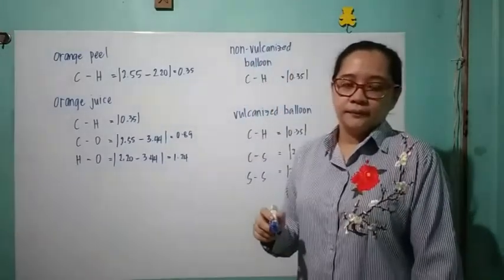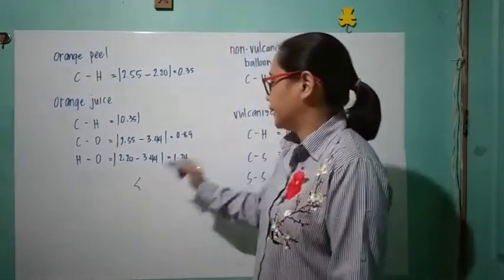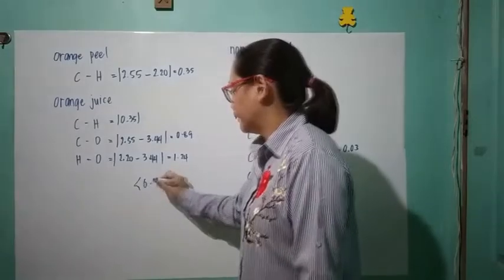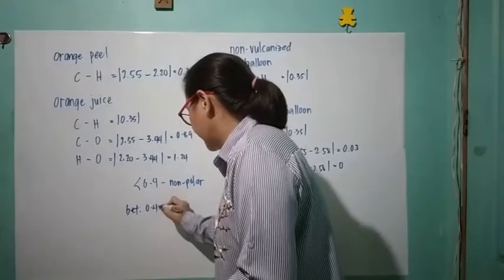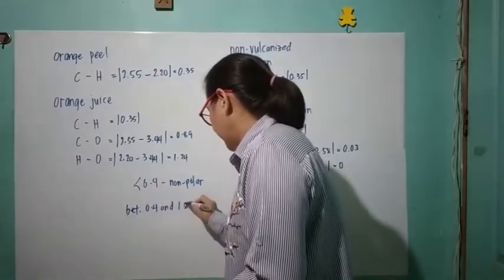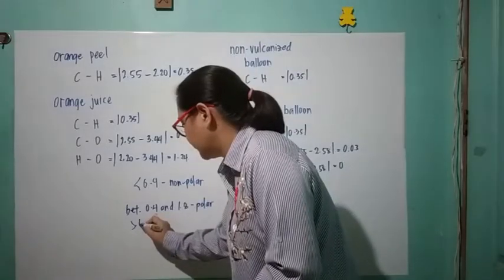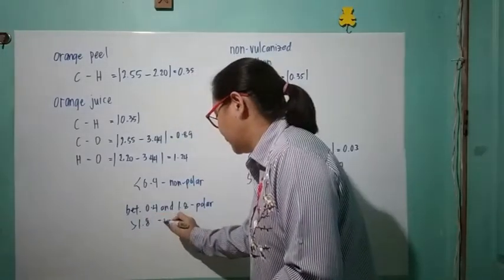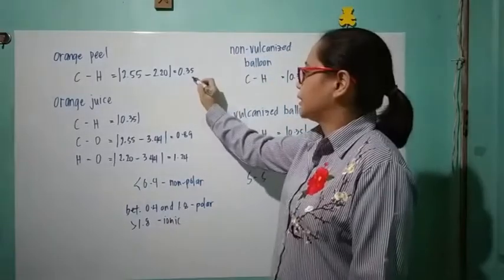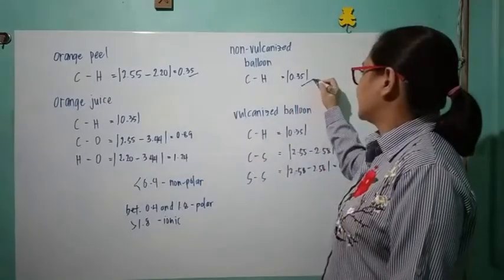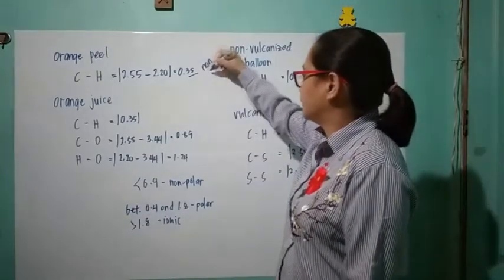To predict the polarity of the bond, if your difference is less than 0.4, you have nonpolar. Between 0.4 and 1.8, this is polar. For greater than 1.8, it is ionic. So, as you observe, the values of the orange peel and non-vulcanized balloon are the same. So they are both nonpolar.